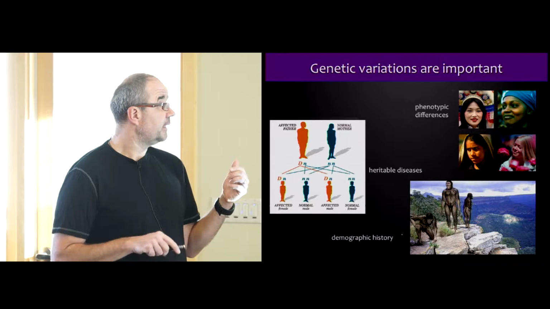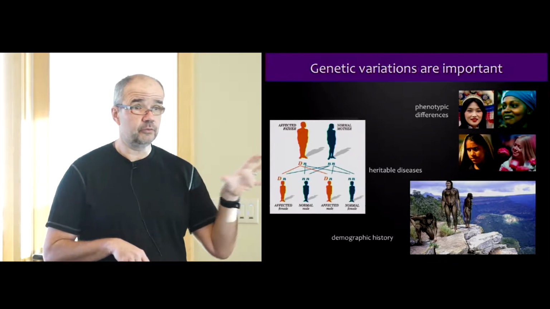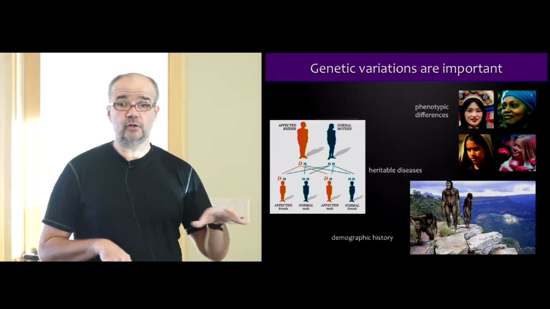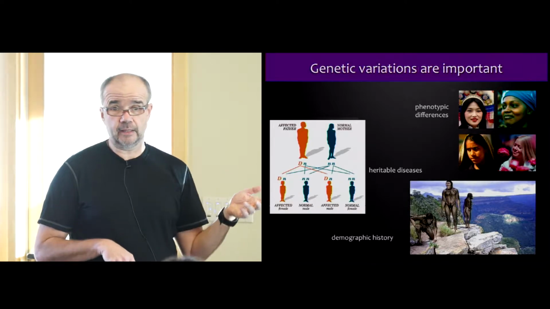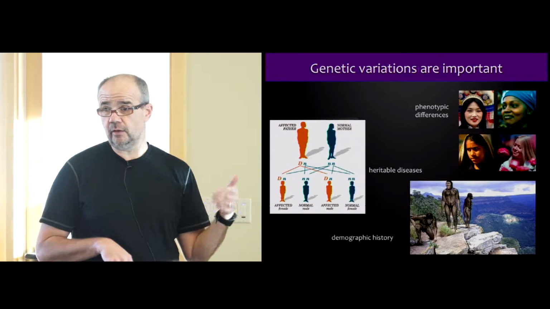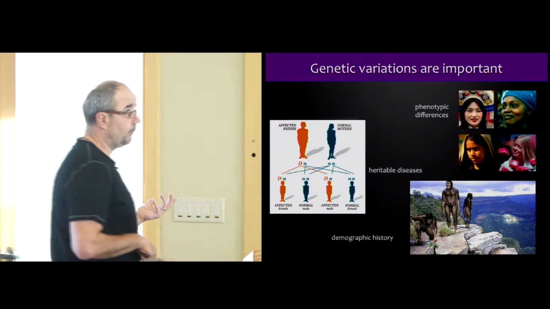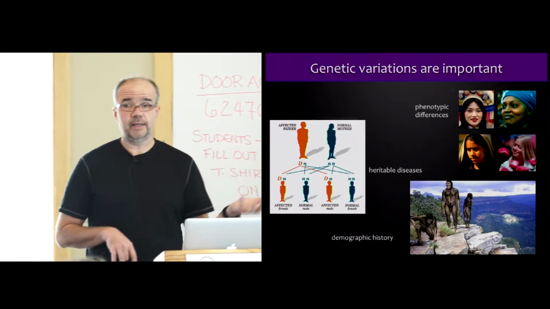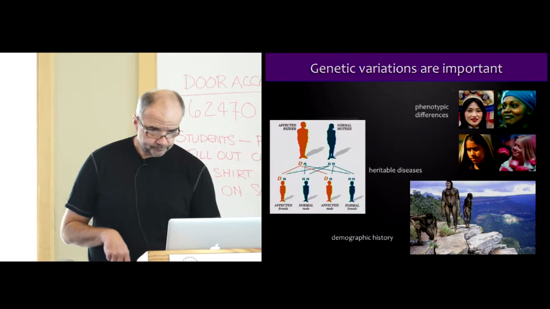And because of that, it is possible to use the human polymorphisms to make inferences about demographic history. And there's been a lot of work about human migrations and the origins and peopling of continental populations, especially relatively recently, made possible by high-resolution genetic variation maps.